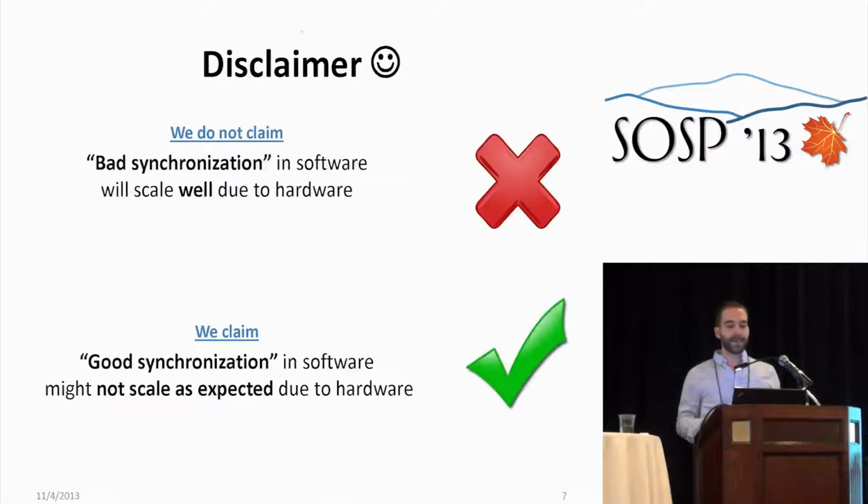So, before I continue, I want to clarify that we do not claim that badly designed synchronization can scale well due to the underlying hardware, but we do claim that even if you have well-designed synchronization, you might not get the scalability you would expect due to the underlying hardware. So now that we have seen the high-level conclusions of this work, let's see the methodology we took and the experiments we performed in order to reach these conclusions.